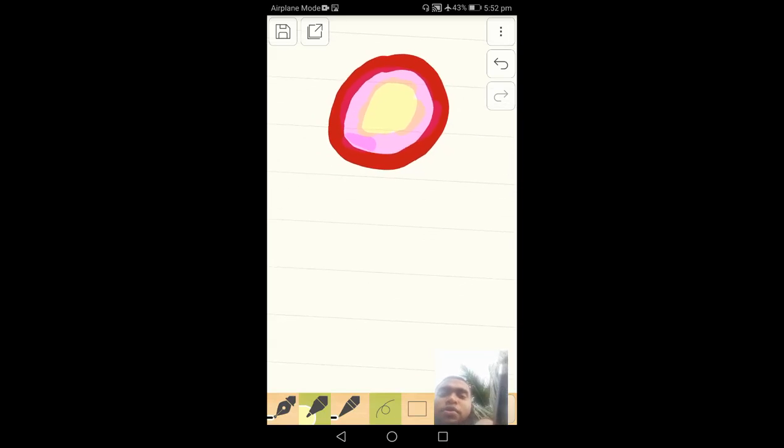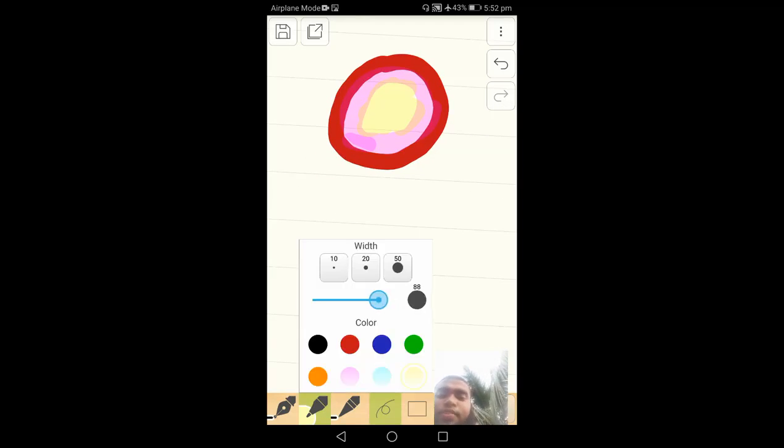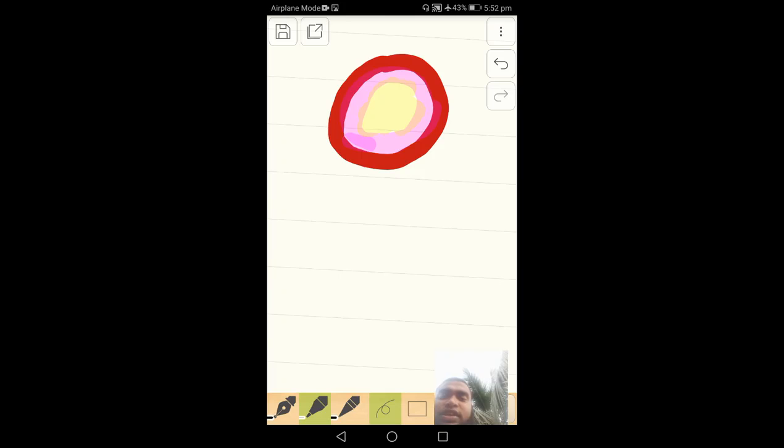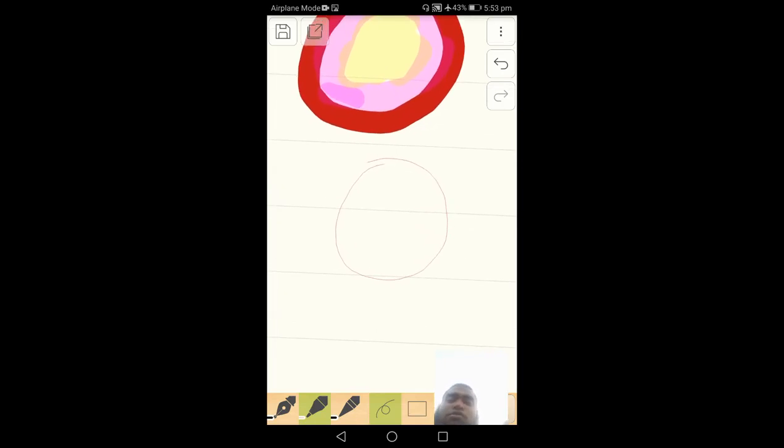Now what about the capillary? The capillary is always the thinnest. The capillary has a very thin wall, which is about just the diameter or thickness of a single cell. So capillaries are just one cell thick.